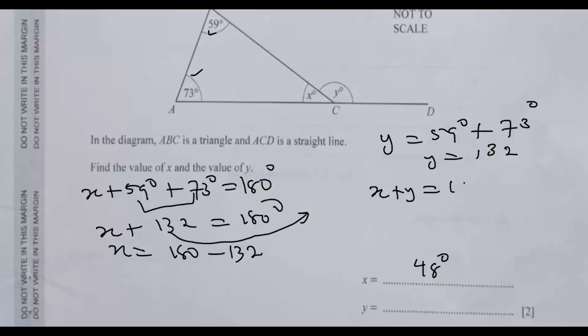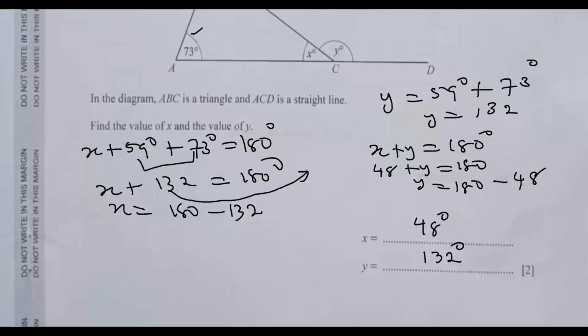Another way you could get the value of Y is to say X add Y equals 180 degrees. Why? Because angles X and Y are angles on a straight line, and you have already found the value of X, which is 48 degrees. So you can substitute: 48 degrees plus Y equals 180 degrees. Then Y will equal 180 degrees minus 48 degrees. That will still give you 132 degrees. That is the value of Y.